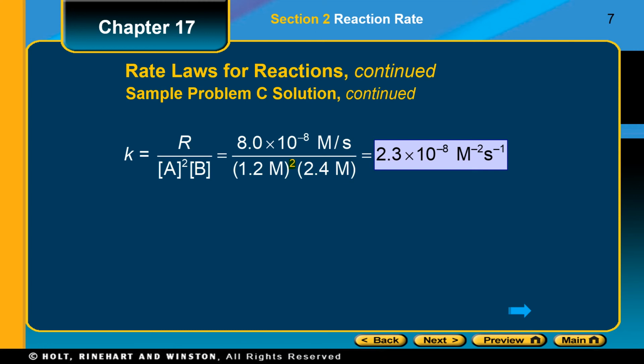Then the S, the same thing we said in the previous one, really belongs on the bottom. It'll be S to the negative 1. So in almost all of these K's, it'll end in S to the negative 1 because they're always per second.